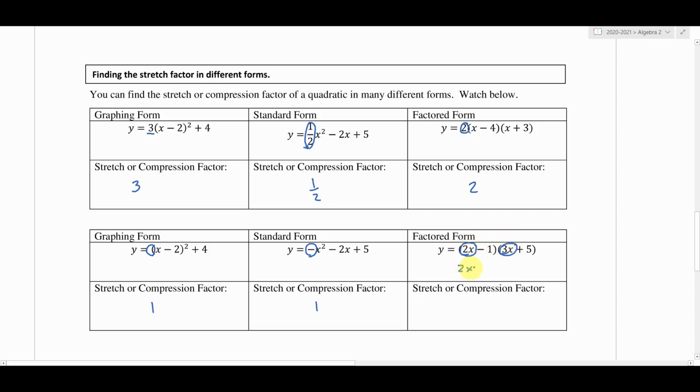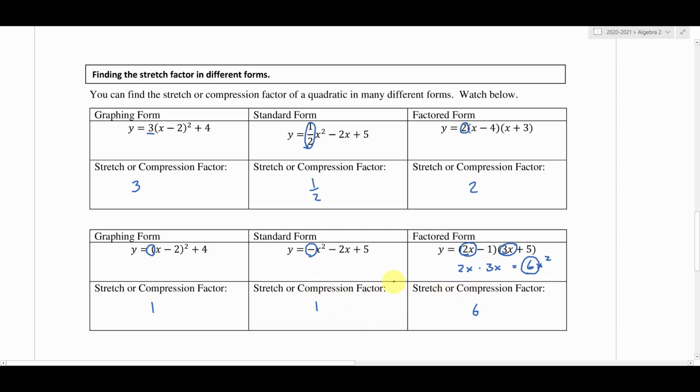So if I do 2x times 3x, what I get is 6x squared. And then I can look at that number attached to the x squared, and I can see that my stretch factor is 6. So that is finding your stretch or compression factor from several different forms and several different scenarios.